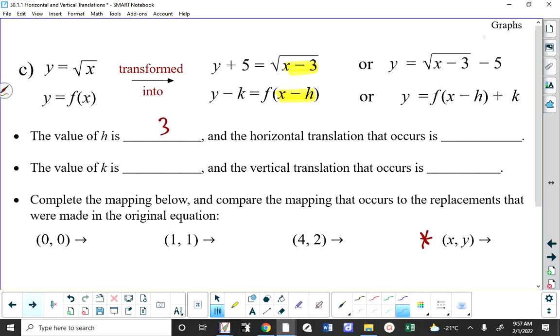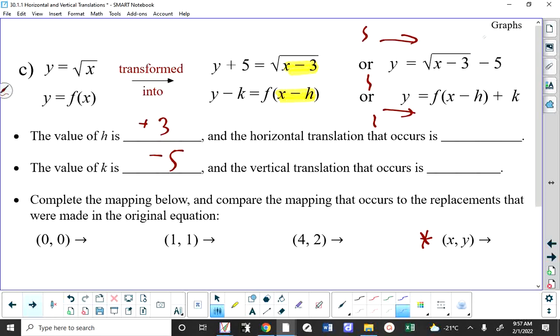So the value of h is 3. Again, I'm a big fan of rearranging for y. So I like looking at this over here as opposed to what's to the left of it, although that will work as well. K is the number that's after everything. And since it says minus 5, K is negative 5.